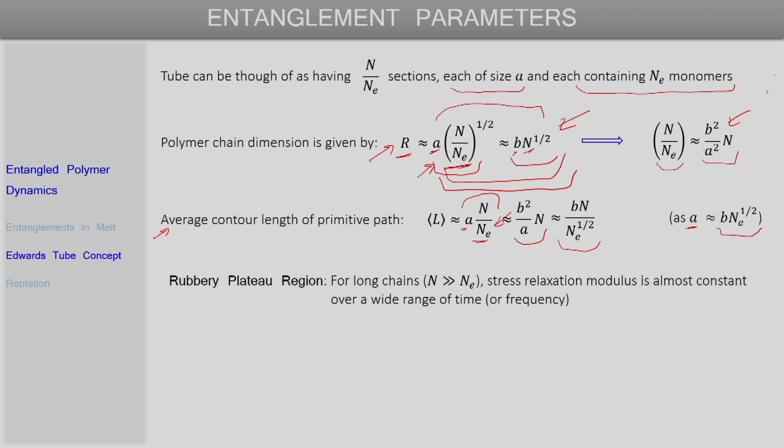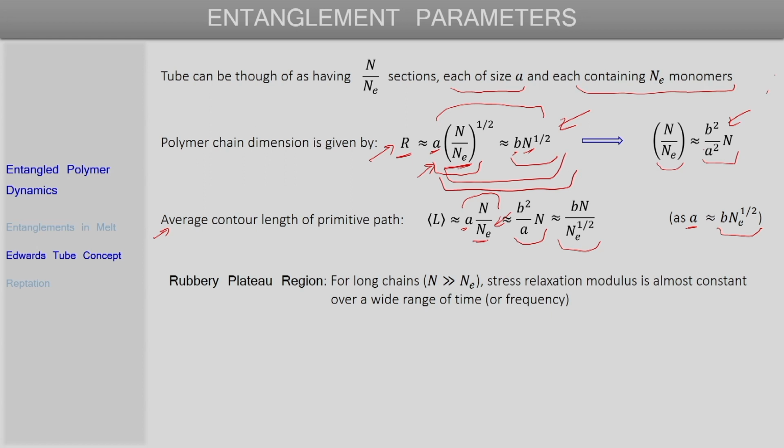Next, let us consider another concept that is important here, and that is referred to as the rubbery plateau region. Okay. So, for long linear polymer chains, where the number of monomers n is much larger than the number of monomers present in a given entanglement strand.